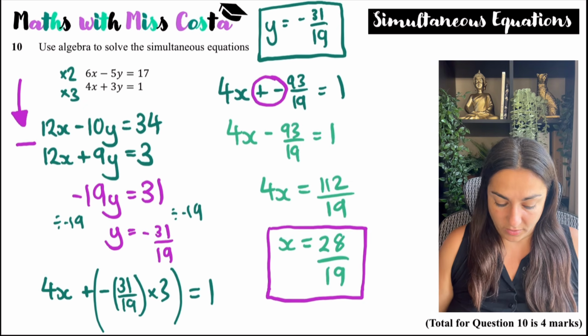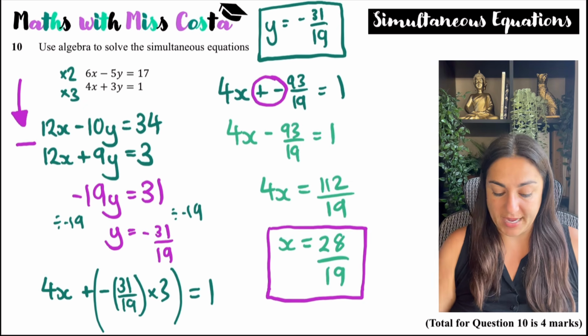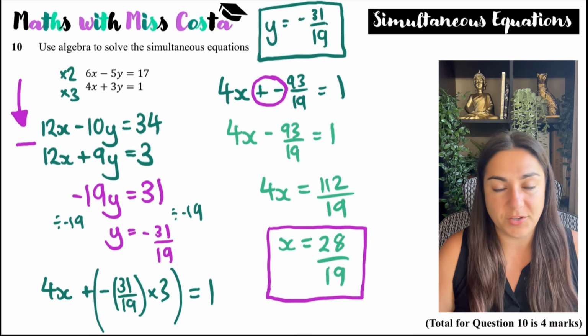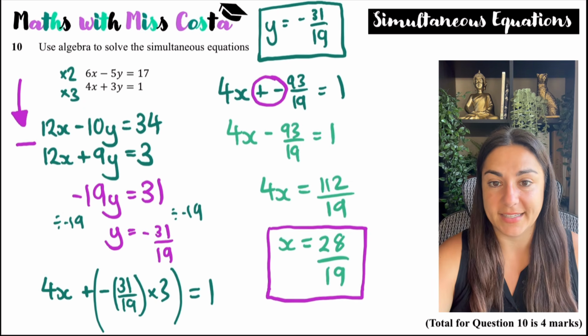Now to double check your answers, you would need to substitute x and y in, and as long as they work, then you know you've done the simultaneous equation correctly.